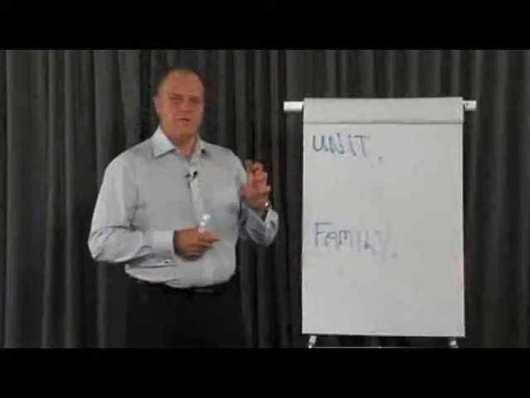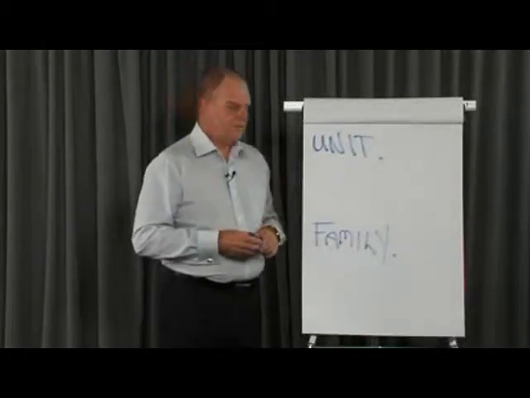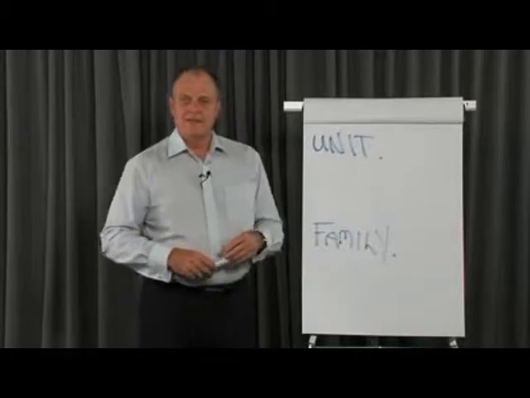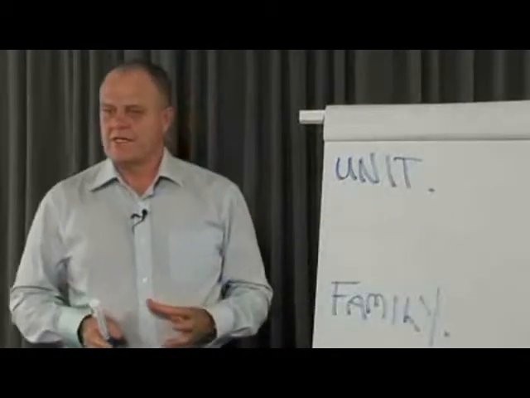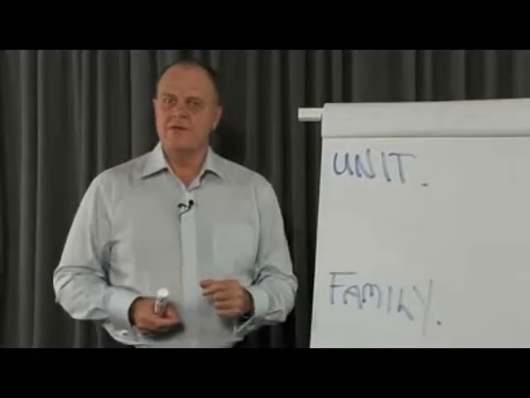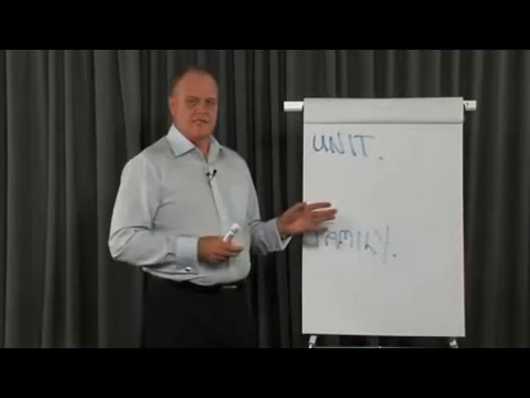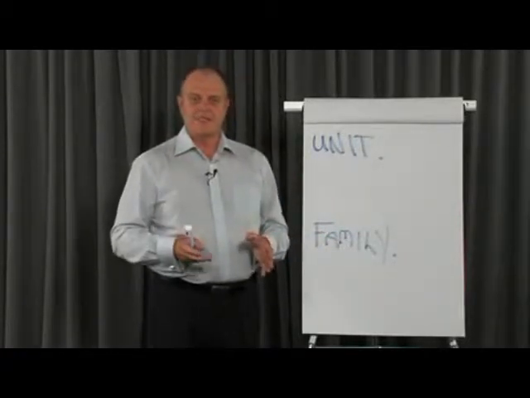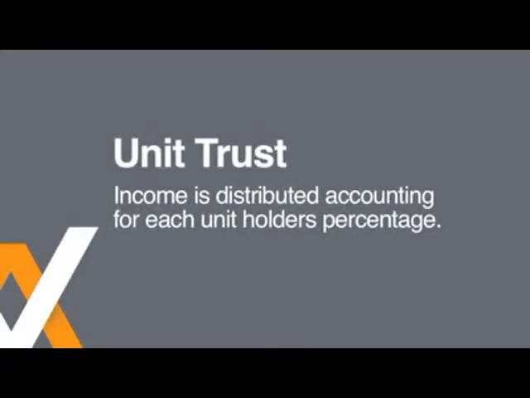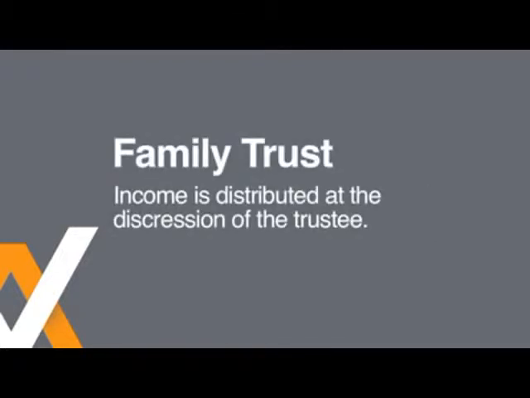Either way, all of the income will be distributed. A family trust, on the other hand, is what is known as a discretionary trust. Let's say you have the same 4 beneficiaries. The main difference between a unit trust and a family trust is the way the money is distributed. Under a unit trust, as we've said, it has to be distributed according to each unit holder's percentage or number of units. Under a family trust, it is at the discretion of the trustee as to how that income is distributed.